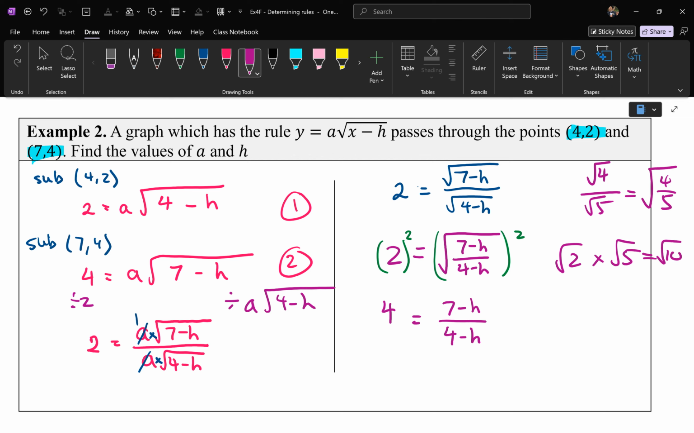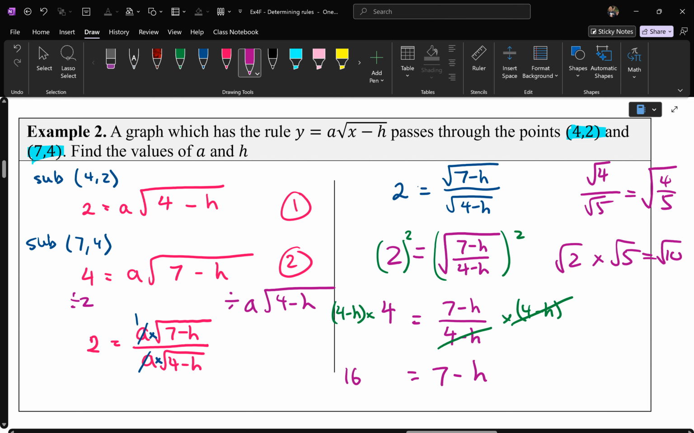Yeah? So from here, this is when I would use what Anthony just said before. If you don't like fractions, get rid of it. That's times both sides by 4 minus h. These two cancel out to be 1. You get 7 minus h is equal to 4 times 4, and then 4 times negative h, which is 16 minus 4h. And then from here, everyone should be able to do.